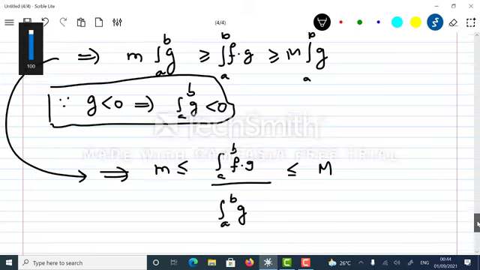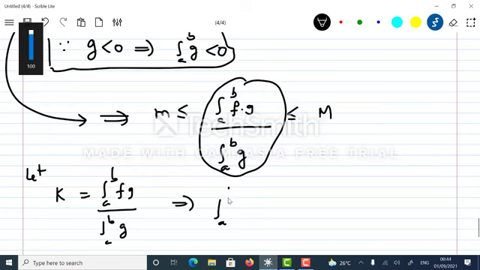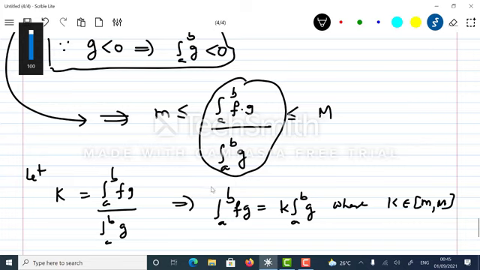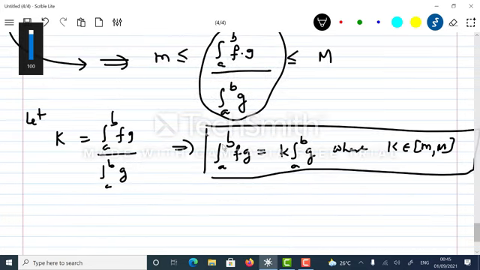So let this entire middle term be k. Let k be equal to integral a to b fg upon integral a to b g. This would imply integral a to b f into g is equal to k times integral a to b g, where k belongs to small m to capital M. So we have seen that in both cases there exists k between small m and capital M, such that integral a to b f into g is equal to k times integral a to b g. This proves it.